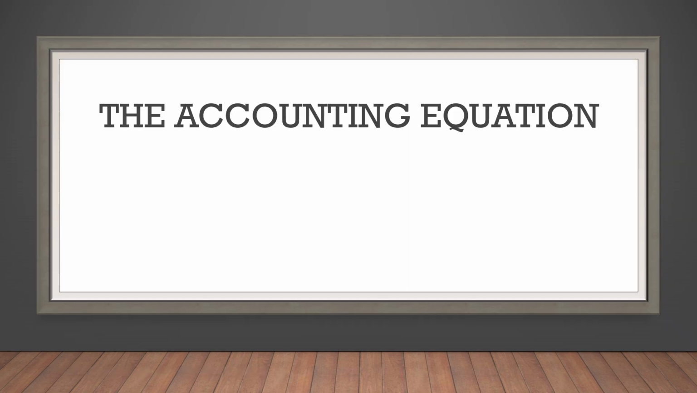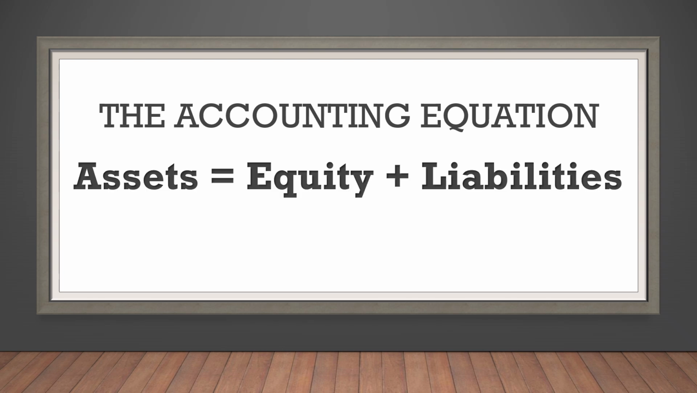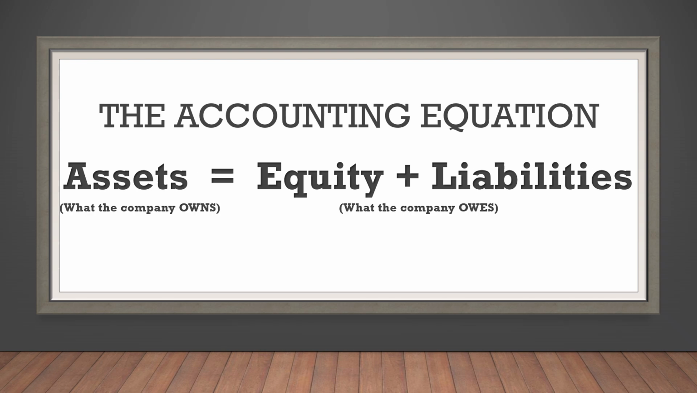And this brings us to our final point, the accounting equation. What exactly is it? Assets equals equity plus liabilities. Or put another way, everything the company owns has to equal everything the company owes.